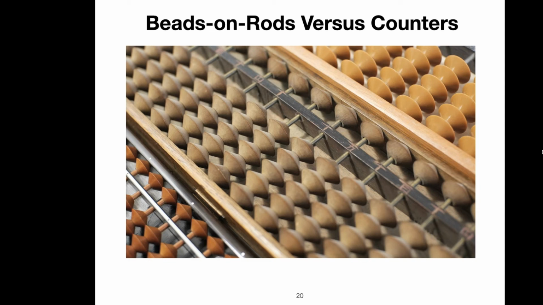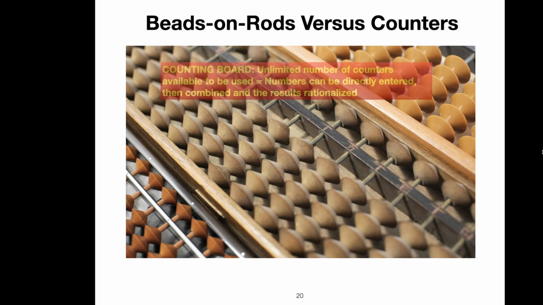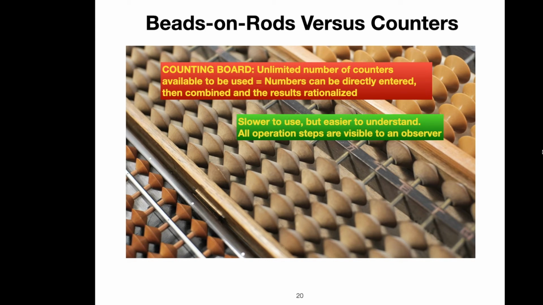We find that there are therefore 2 different kinds of abacus. There's the beads strung on rods, the common kind we're familiar with today, and there are the counters, the counting boards. And the advantage of the counting board is really that there's an unlimited number of counters available to be used. It depends on how many you're carrying with you in a bag or a sack or whatever, but numbers can be directly entered, then combined, and then the results rationalized. And this process is very easy to do and easy to understand.